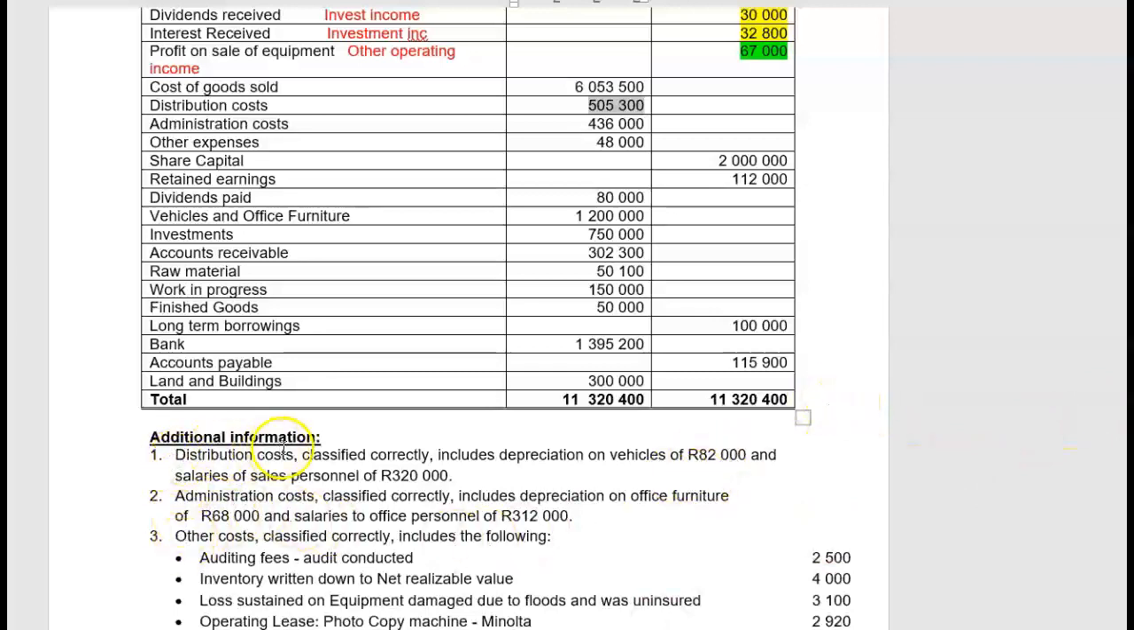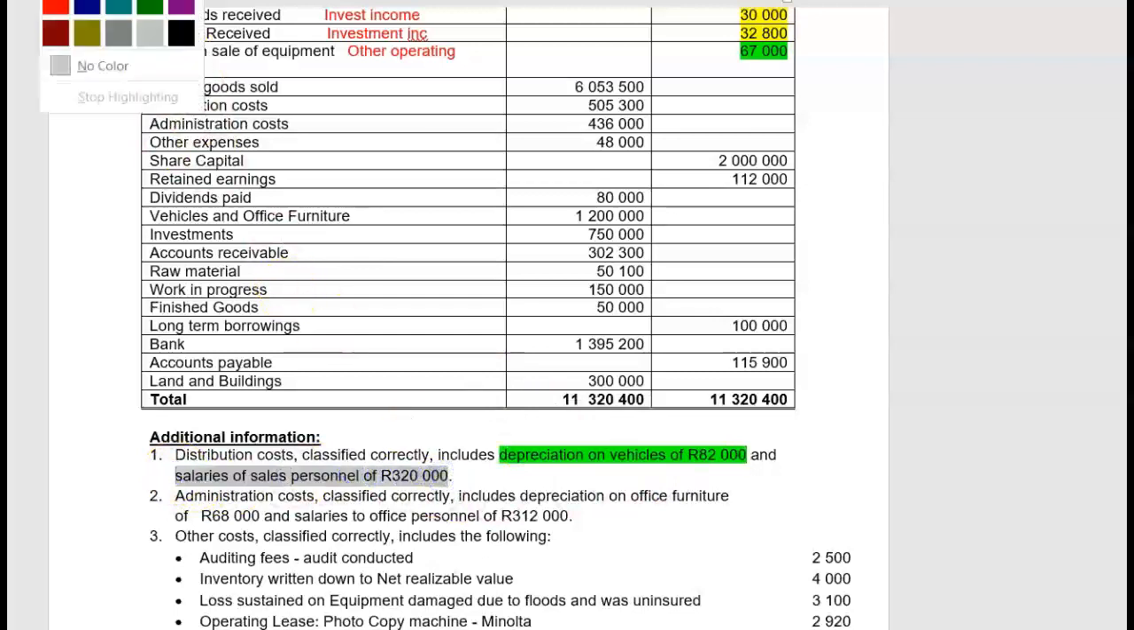They tell us distribution cost includes depreciation on vehicles of 82,000 rand and salaries of sales personnel of 320,000. Why do they tell us that? Because we have to show in our profit before tax note depreciation and not per allocation either of distribution or administration or other. Let's say we have vehicles, for instance. We can have delivery vehicles which will form part of our distribution and selling costs because we use that in the sales process. We can have a vehicle in order to go and fetch raw materials, which delivers it to our entity.